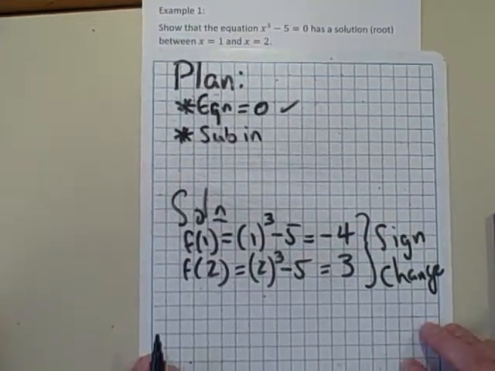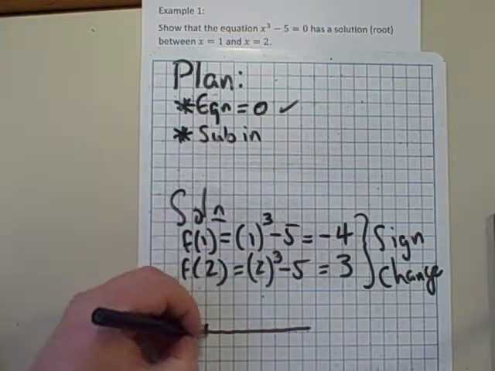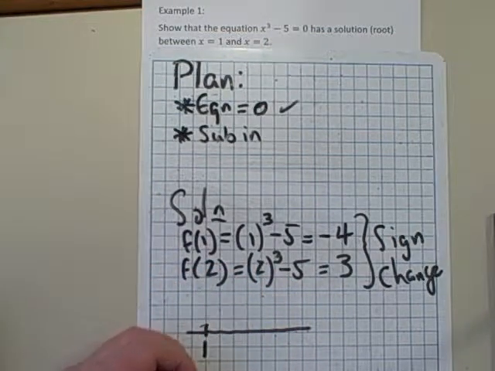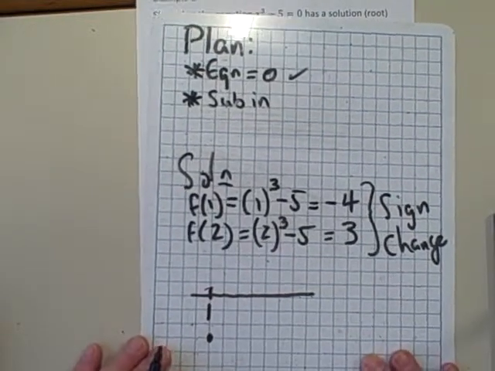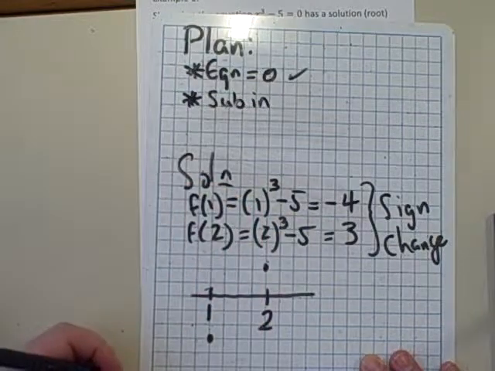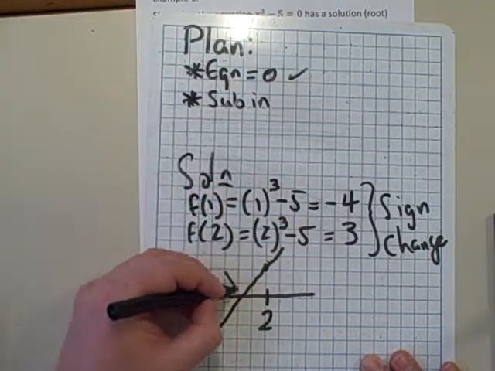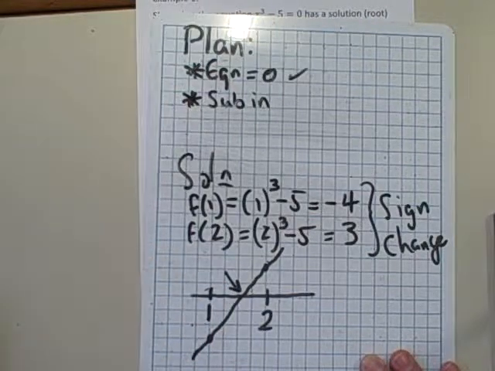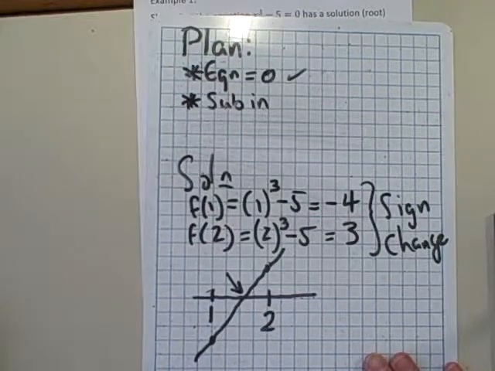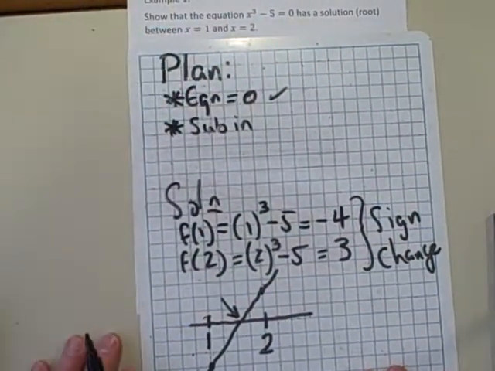As a picture, I don't know what the graph looks like. Well, I do, but it doesn't matter. At 1, it's negative. At 2, it's positive. So regardless of what the graph looks like, if you join the points up, it has to cross through the x-axis. So it must have a solution between 1 and 2. So I've done it, I've shown that.